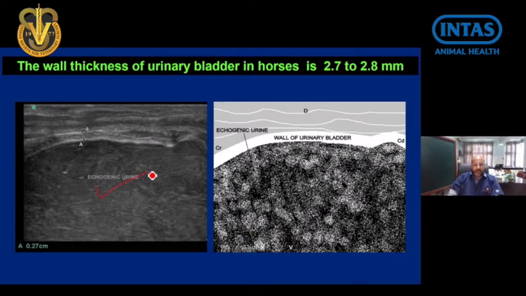This is echogenic urine, and here also you can measure the wall. It should not exceed 5 mm, you know. Here, this is echogenic urine, so never confuse it. It looks like an abscess or pus, but it is not. It is a normal looking bladder with normal looking urine of a normal animal.